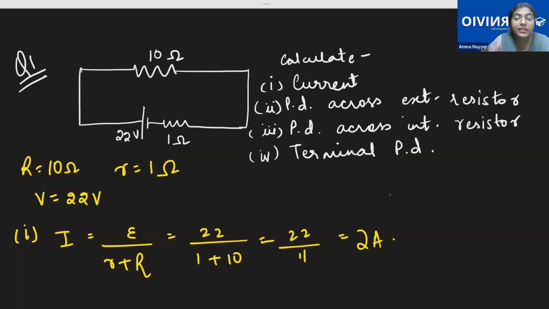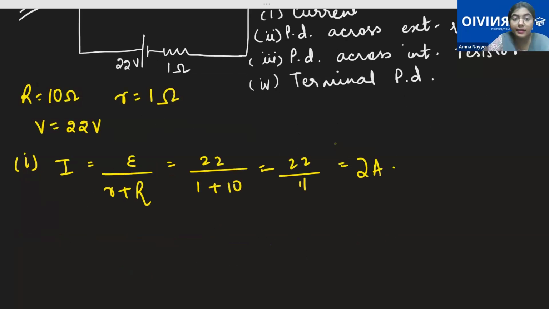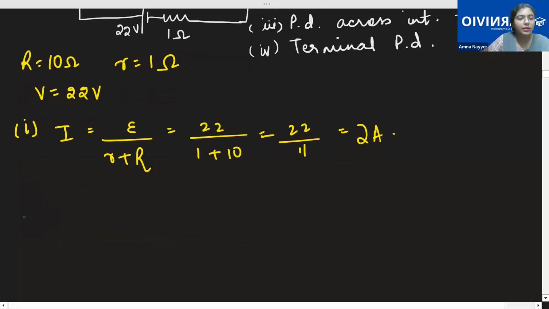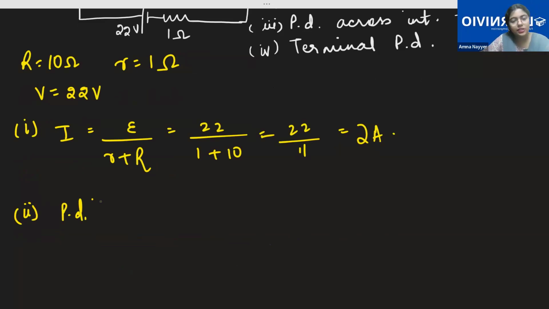Then it says potential difference across the external resistor. When we talk about the potential difference across the external resistor, this is equal to I into capital R. Current is 2. Now external resistance will be put, that is 10, which is equal to 20 volt. Third part.